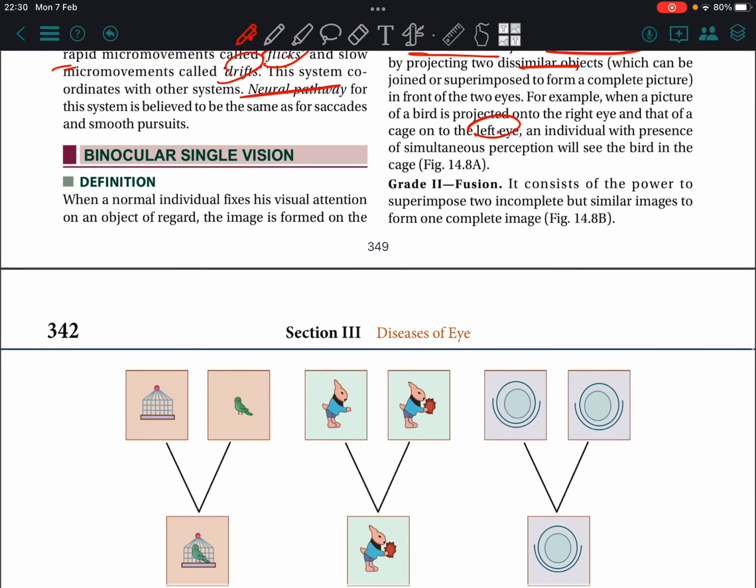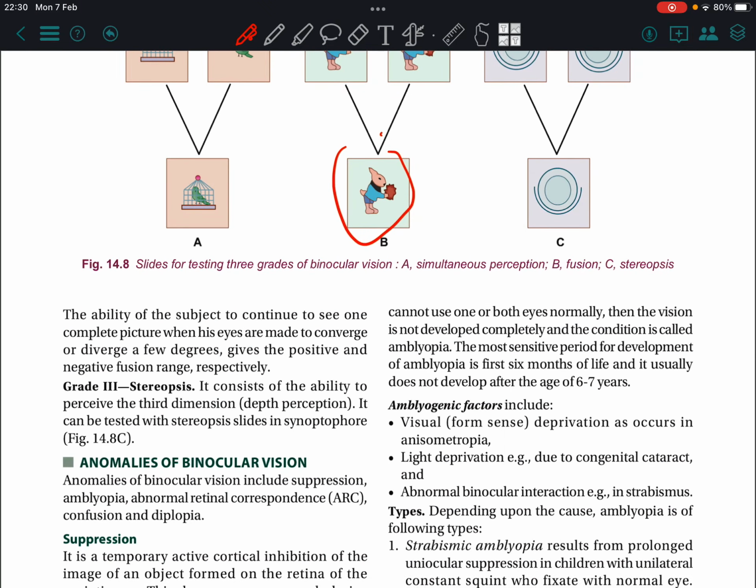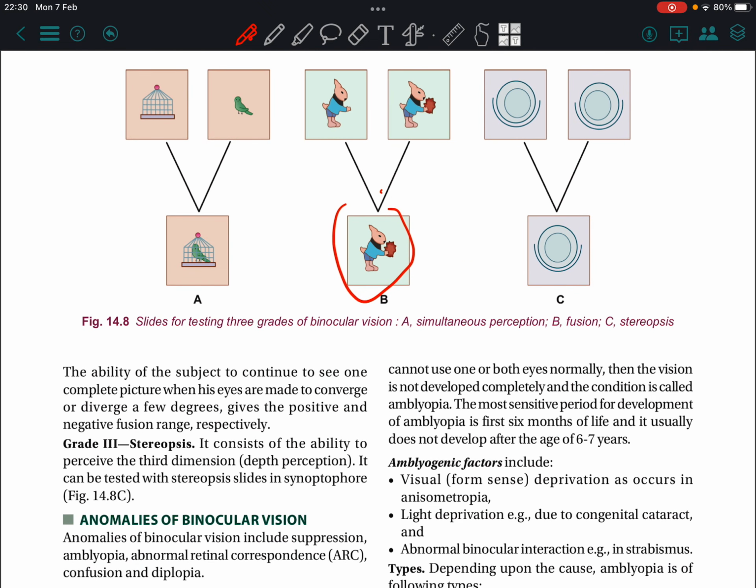Grade 2, fusion. It consists of the power to superimpose two incomplete but similar images to form one image. Then grade 3 is stereopsis. Stereopsis consists of the ability to perceive the third dimension. It can be tested with stereopsis lights and synoptophore.